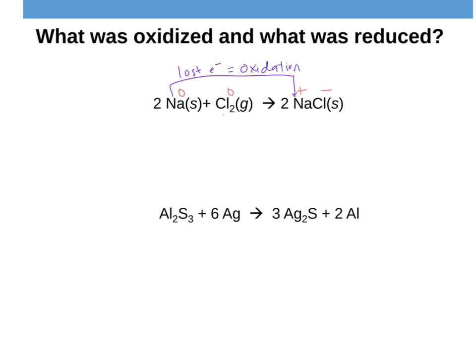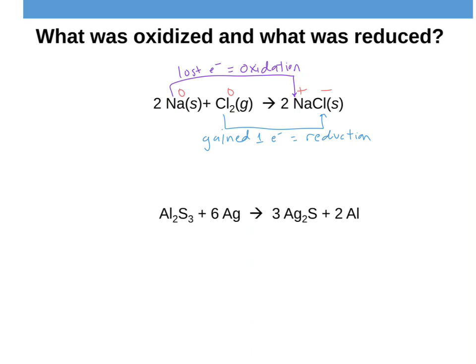If I look now at the Cl, it goes from 0 to -1. It gained an electron. It gained 1 electron, and therefore that's the reduction.